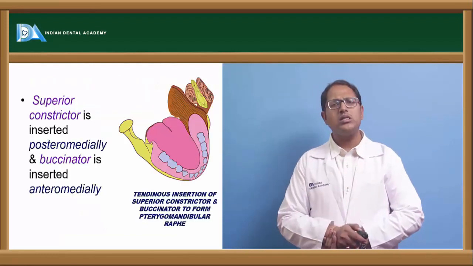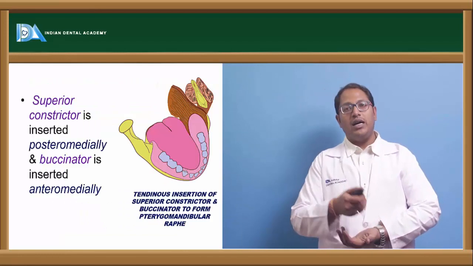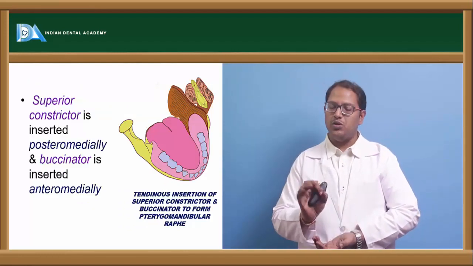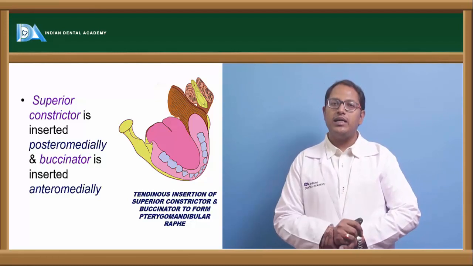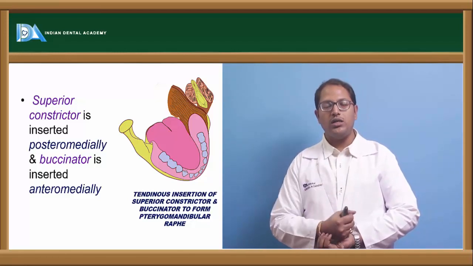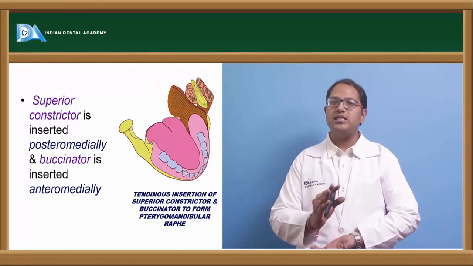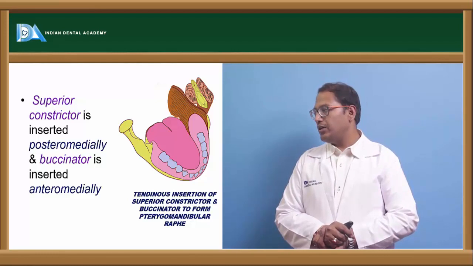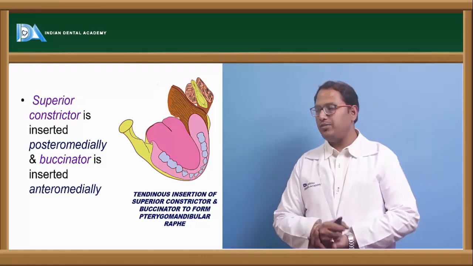What is the importance of this pterygomandibular raphe? A denture should not extend beyond this pterygomandibular raphe, because once we open the mouth, this raphe gets taut. When it is getting taut, it is getting active. It will displace the denture anteriorly. So we need to record it and not place our denture beneath that.